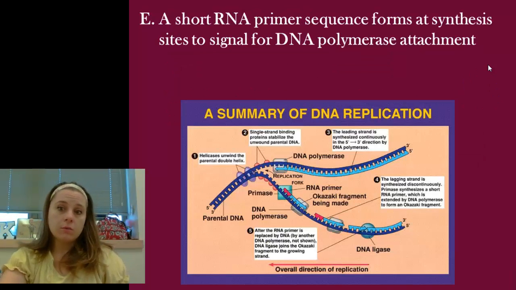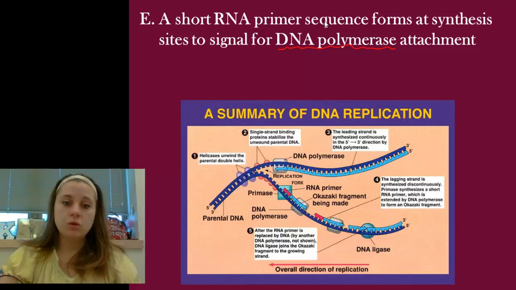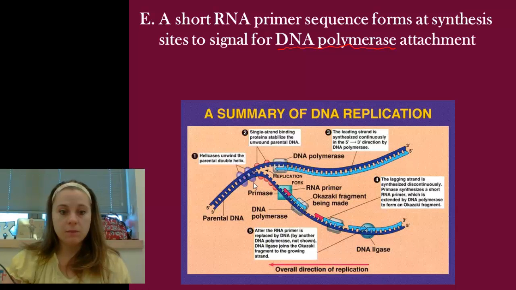A short RNA primer sequence is going to form at the sites to signal for DNA polymerase to attach. Now DNA polymerase, that's the important enzyme. This is the one that's going to attach the correct nucleotides to the actual strand. So the primer sequence sets the stage, gets everything ready for DNA polymerase to come in. It is this entire series of enzymes that work together as this massive enzyme complex to ensure that everything gets put together the right way. So here's my parent strand, as we call it. The replication fork, that's where the helicase is running down the middle, right here. And then we have two sides.